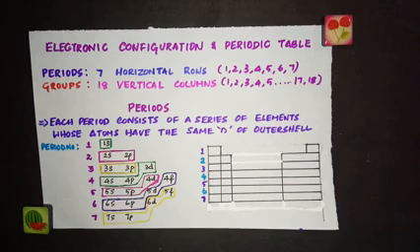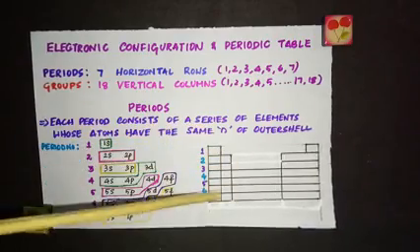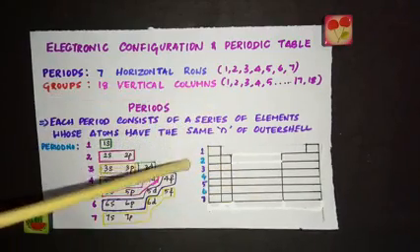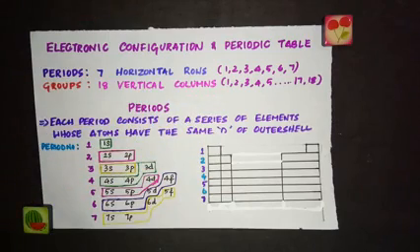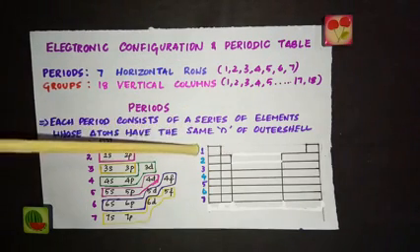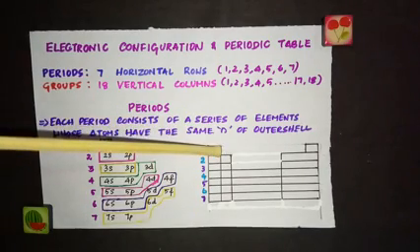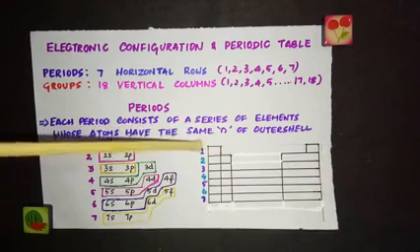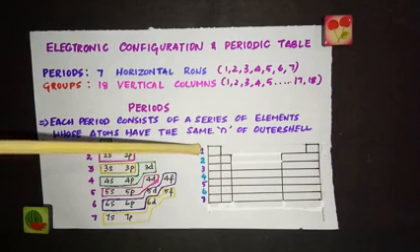As I said already, the long form of the periodic table consists of 7 horizontal rows called periods, and they are numbered as 1, 2, 3, 4, 5, 6, 7. Each period consists of a series of elements whose atoms have the same principal quantum number of the outermost shell, which means this is the first period. If you pick an element from this period, the last electron of that element's atom will be present in the K shell, which means n is equal to 1.